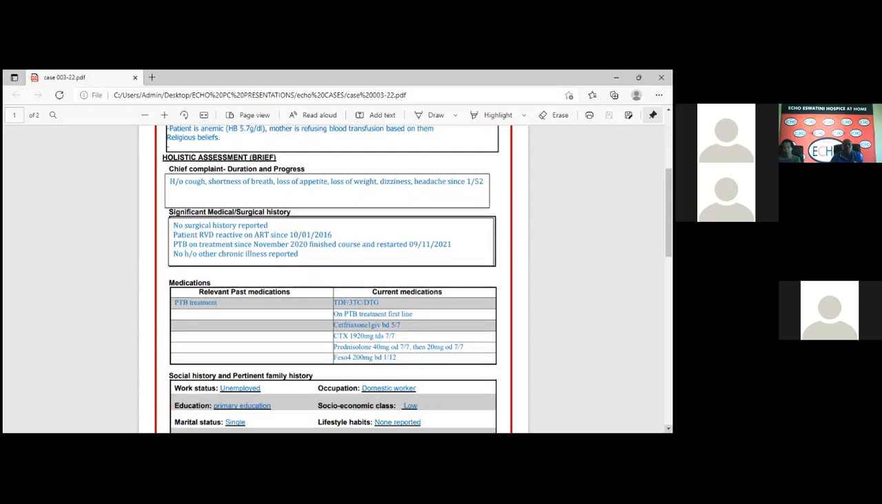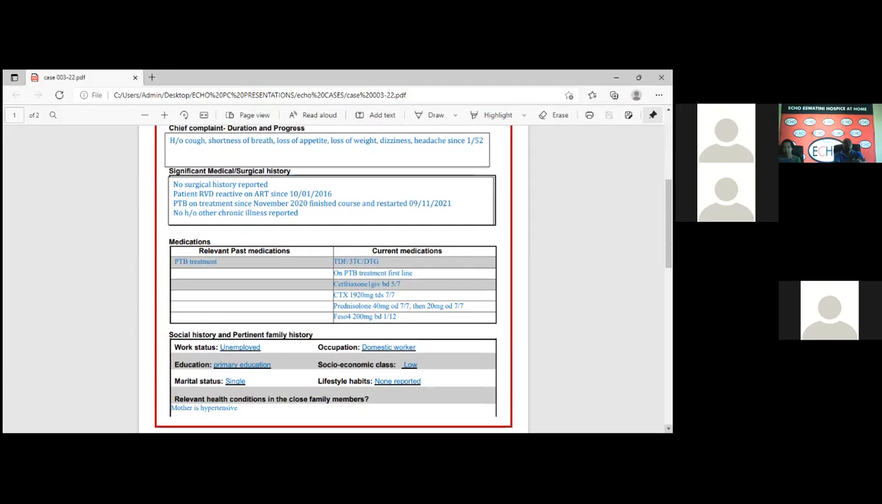Past medication, she was on ATTs, PTB treatment. Currently, she is on ART, whereby she is taking TDF, 3TC, and DTG. She continues with the PTB treatment because she was restarted.